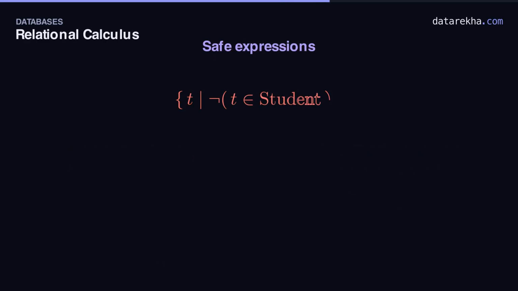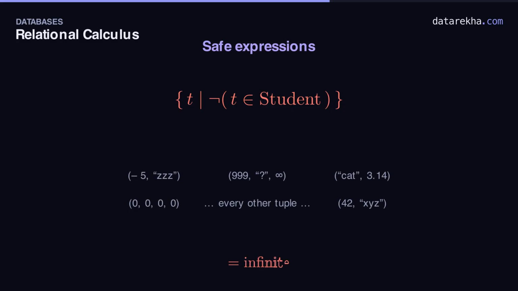Logic hands us enormous freedom and one sharp trap with it. Look at this innocent-seeming query: the set of tuples T that are not in student. Just a not in front of a membership test. Ask what it actually returns. Every tuple that is not a student. That includes every possible row of every other shape and value in the universe. An endless, infinite set. A query that never finishes and never fits in a database.